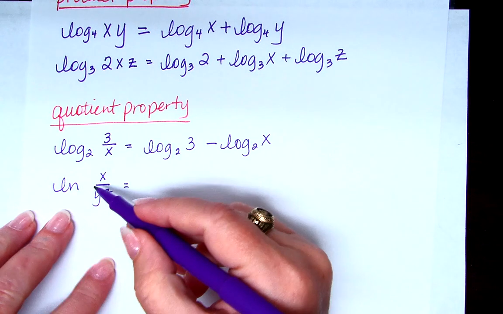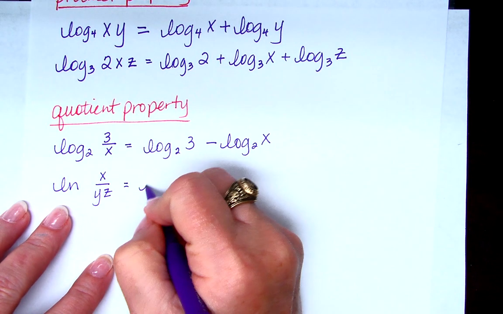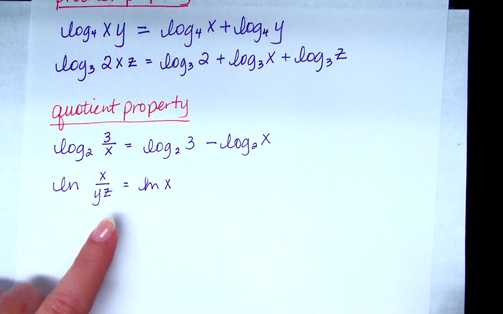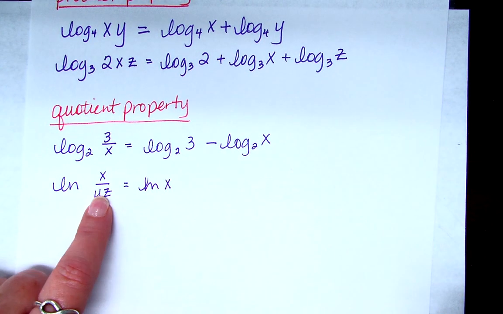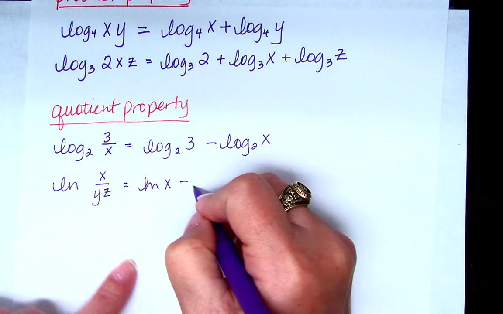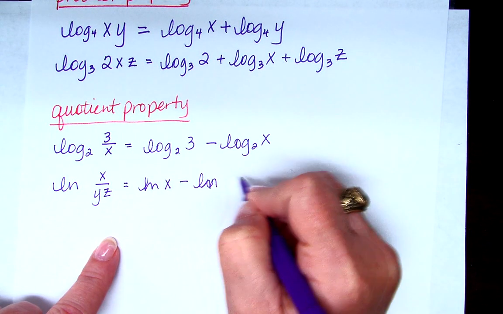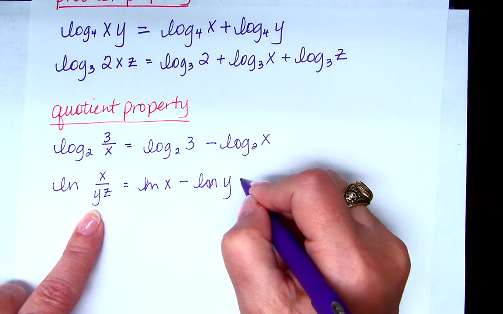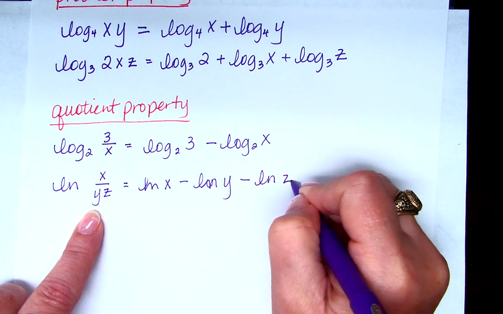So what do you think I'm going to write first? ln of x, right? Then what? I'm dividing, so I'm subtracting, right? So minus ln of y. Now what? So you want to put minus ln of z? I'm totally fine with that.